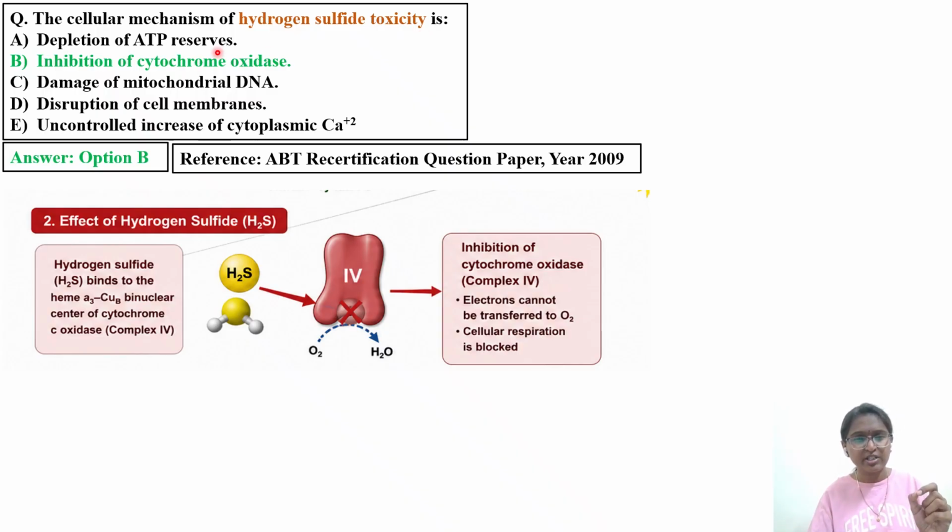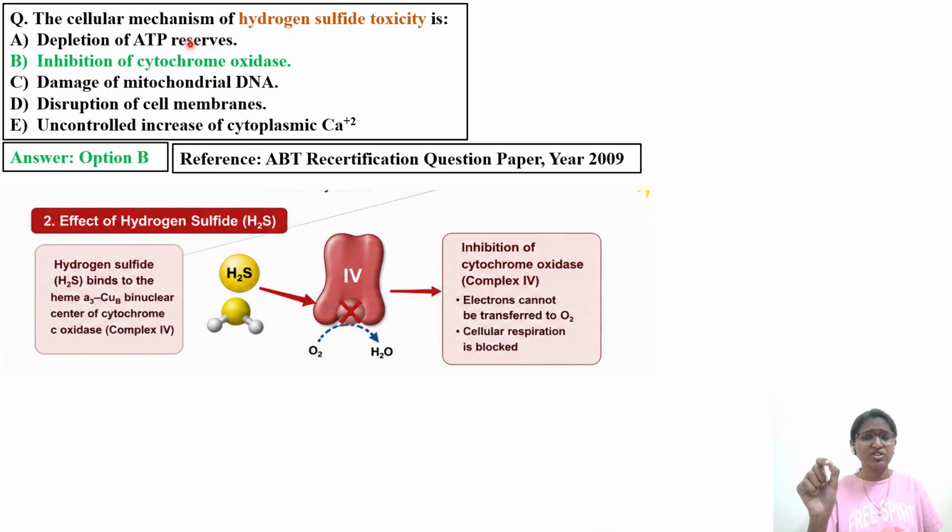Option A is depletion of ATP reserves. Option B is inhibition of cytochrome oxidase. Option C is damage of mitochondrial DNA. Option D is disruption of the cell membrane. Fifth option is uncontrolled increase of cytoplasmic calcium. The right answer will be in the green text, that is inhibition of cytochrome oxidase.